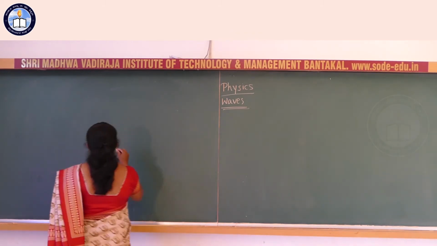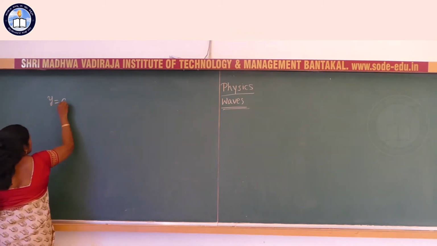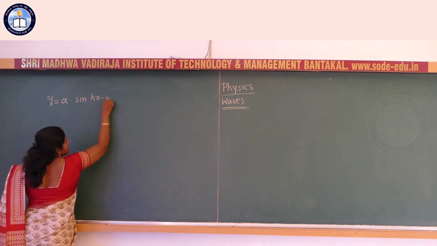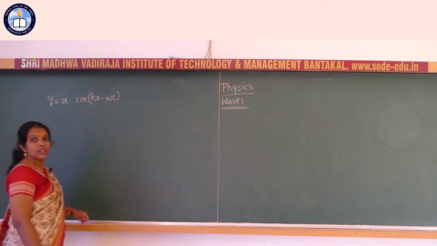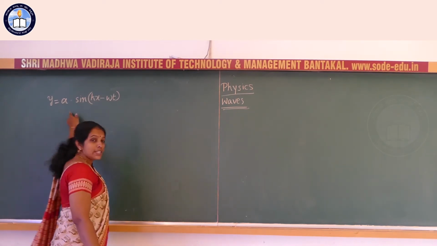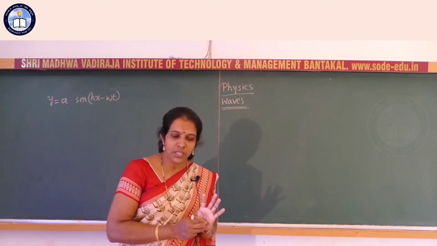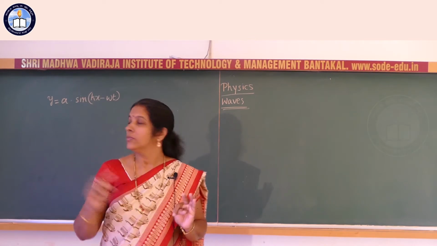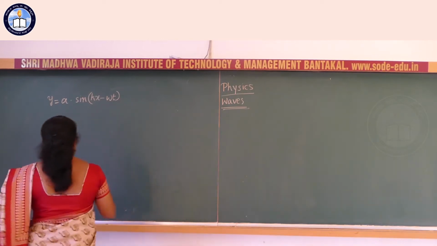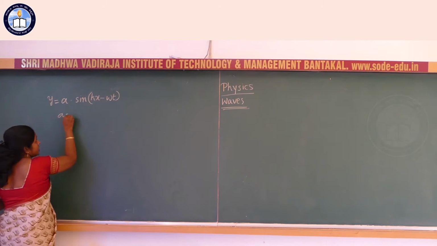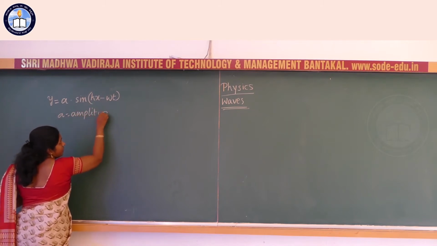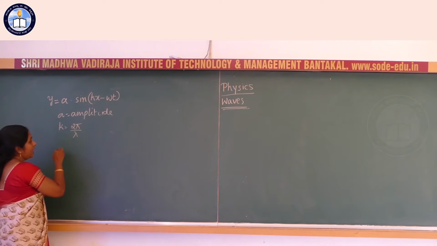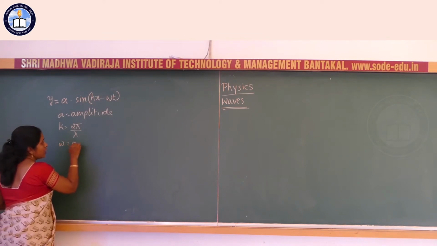The equation is y = a sin(kx − ωt). Here we have studied what y is. y is the displacement from the equilibrium position. a in the equation represents the amplitude of the wave and k represents the wave number. Wave number is given by the relation 2π/λ, and ω is the angular frequency.